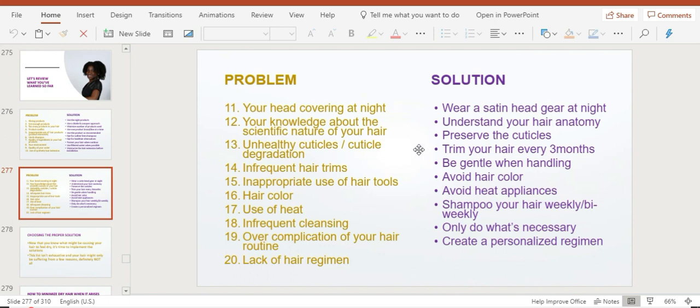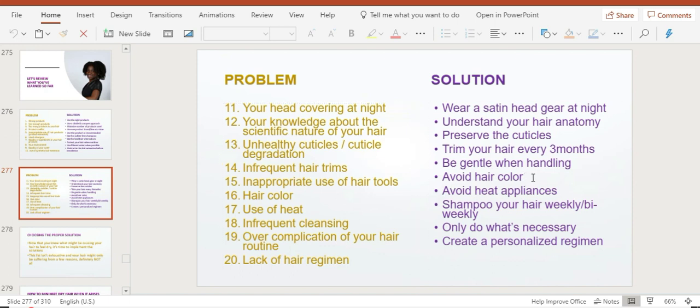And then the next reason I went over was hair color. It's great, it's colorful, but if you can, for now, because your hair is just too dry, it's not healthy, right? So just avoid hair color, or I recommend using temporary hair color that you can just wash off after a few days or so.